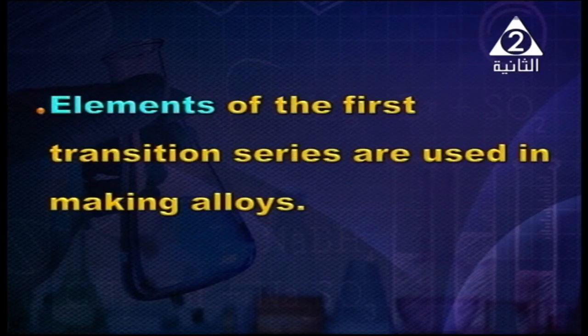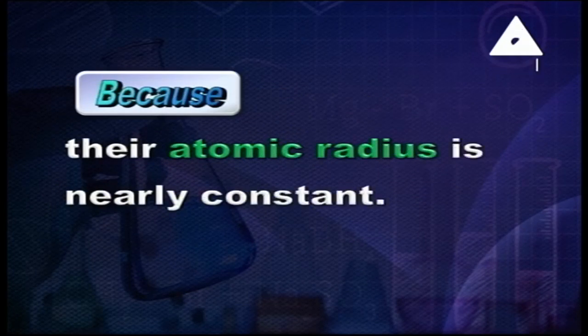Next point. Elements of the first transition series are used in making alloys. The reason is that their atomic radius is nearly constant.